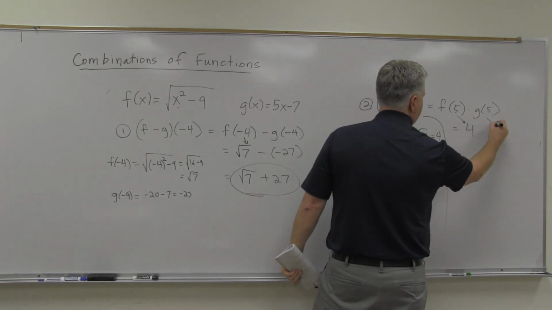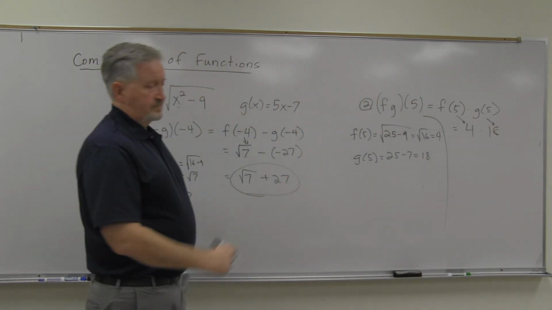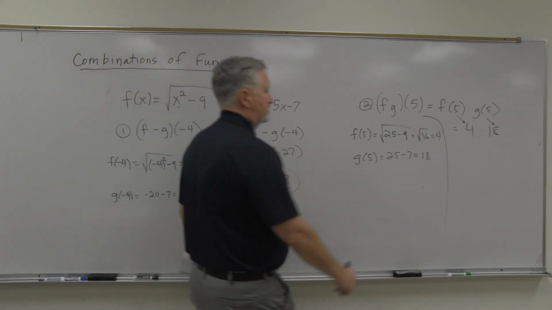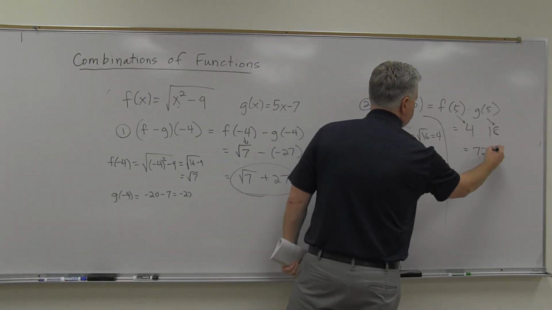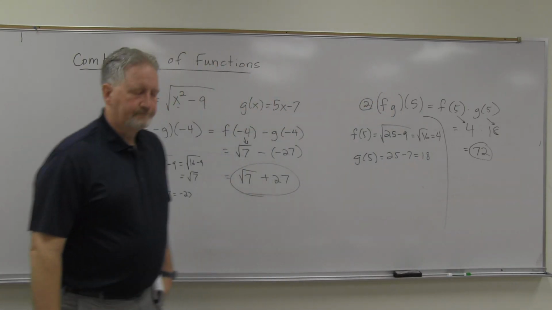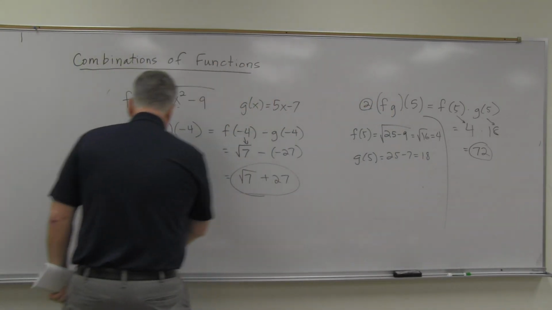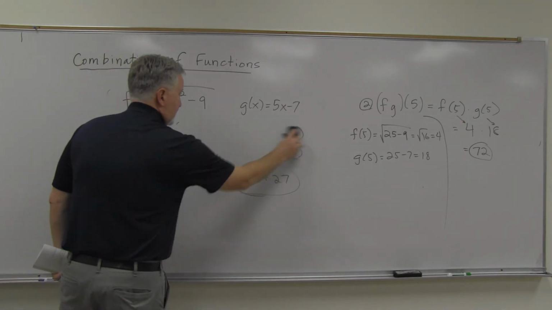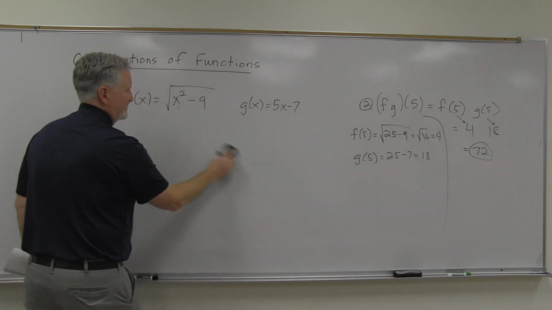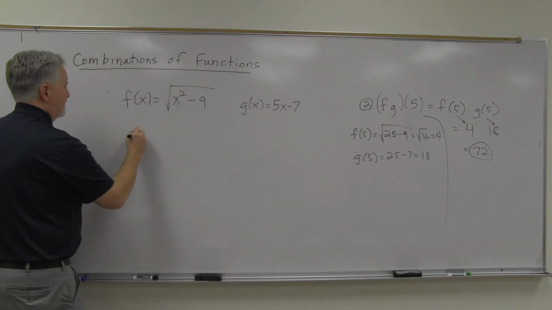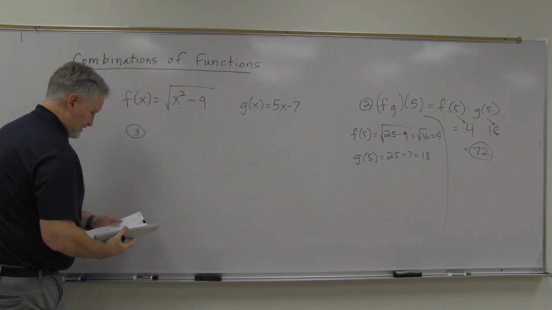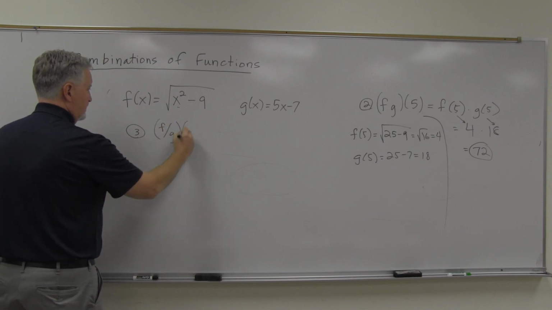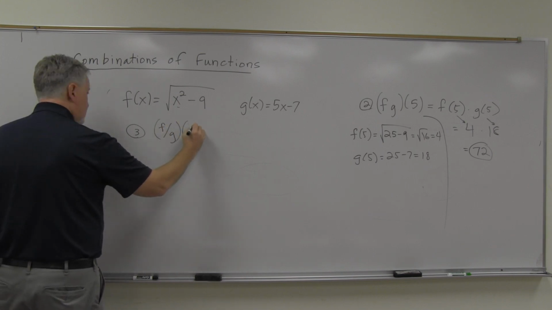So f of 5 is 4, g of 5 is 18. So that wants me to multiply there. So just multiply those two. 72? Does that sound right? Okay. All right, one more there. Because we can also do this. What about this? F over g, f divided by g of t plus 3.